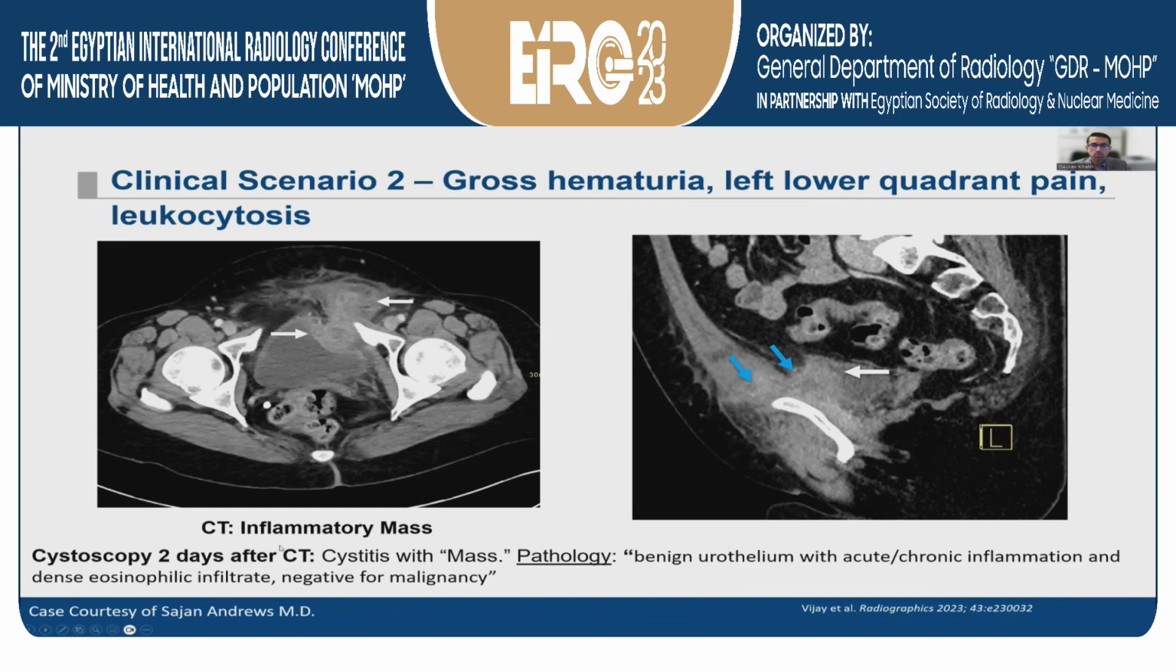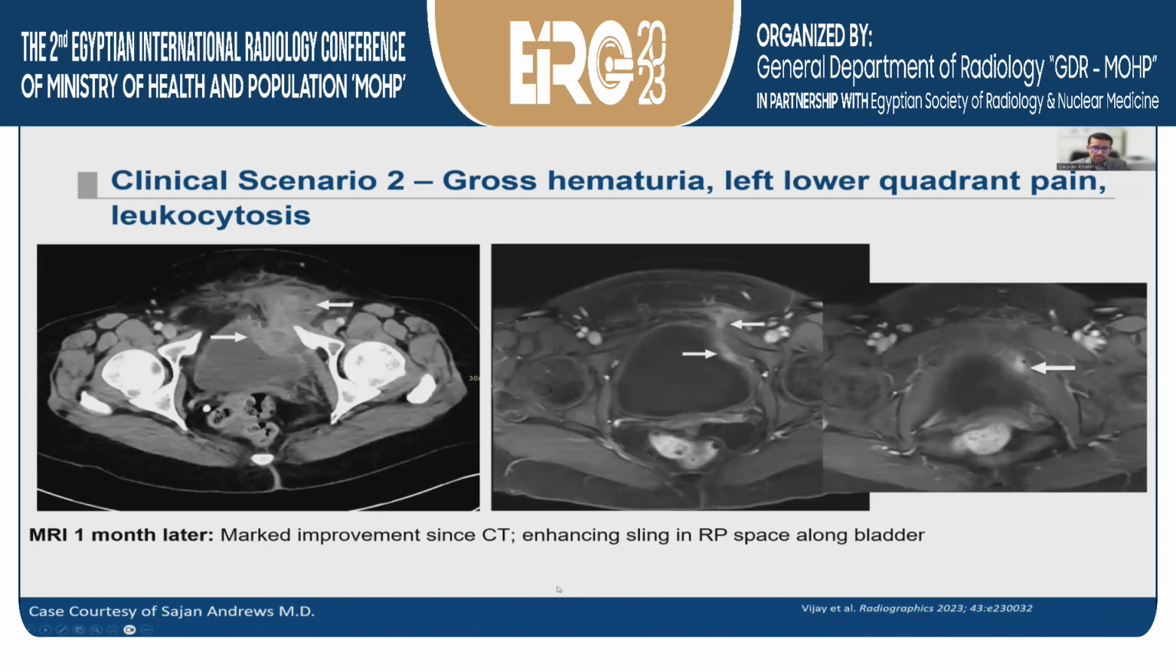Patient went to cystoscopy 2 days later, where this quote-unquote mass was biopsied, and it showed benign urothelium with acute and chronic inflammation and dense eosinophilic infiltrate. There was no evidence for malignancy. So the patient was followed, got an MRI 1 month later, and now we're seeing that the mass has largely resolved. What's left is this linear hyperenhancing structure that's right against the wall of the bladder. This is an inflamed urethral sling with erosion into the bladder, and you can see some residual inflammation at the rectus abdominis as well.